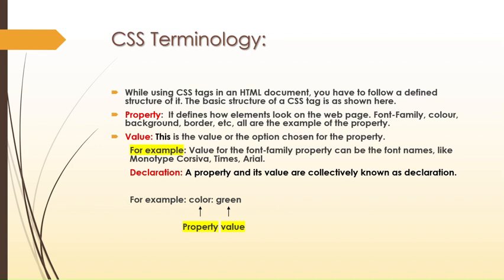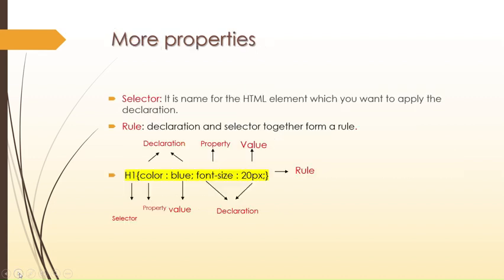Next we have declaration. Can you see over here? This is the declaration. A property and its value are collectively known as a declaration. For example, color is the property and this is the value. They both are visible equally, so collectively this is known as a declaration.